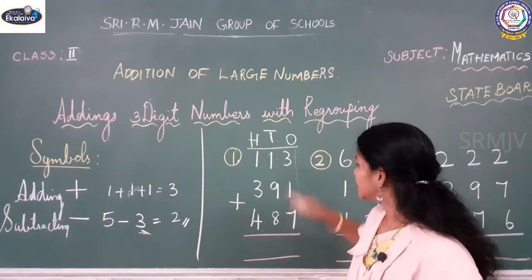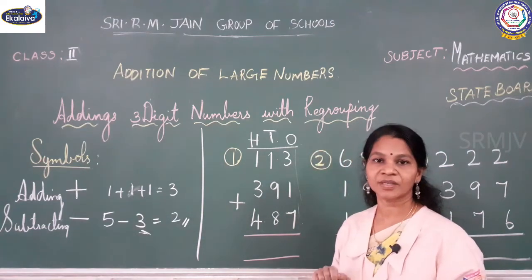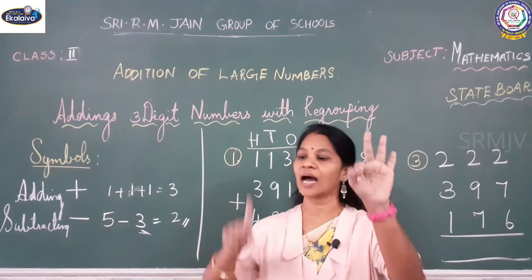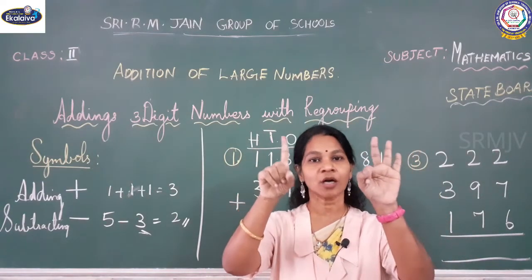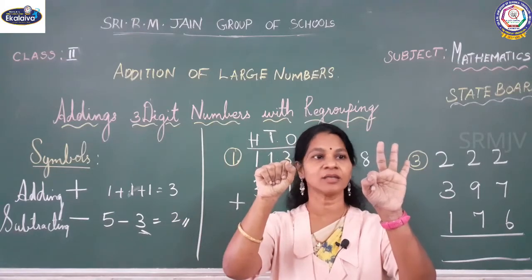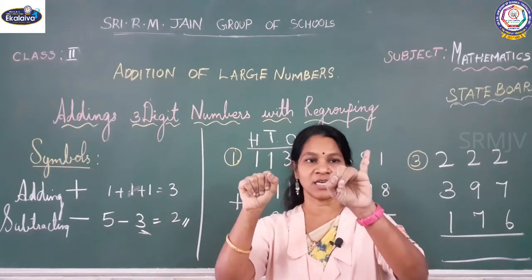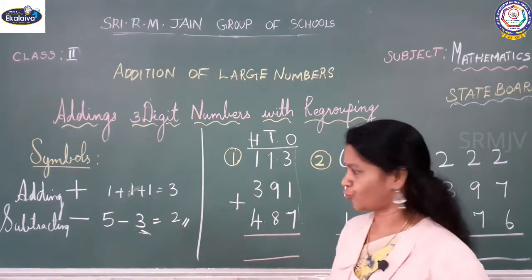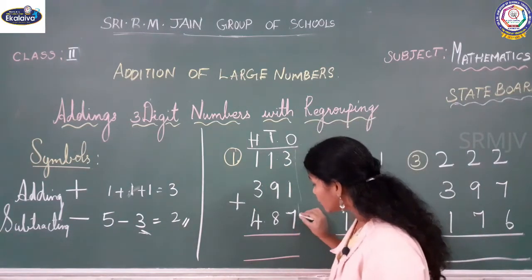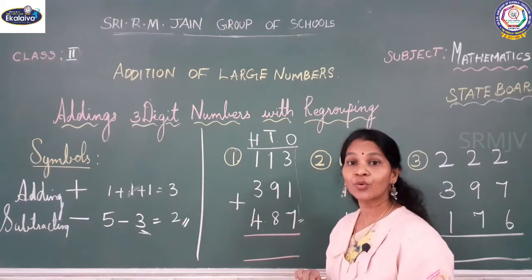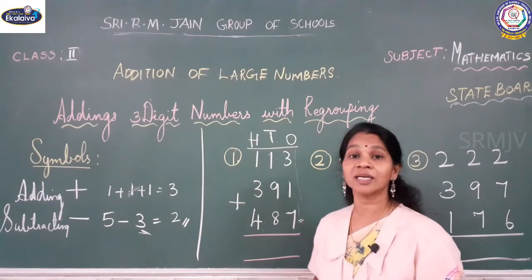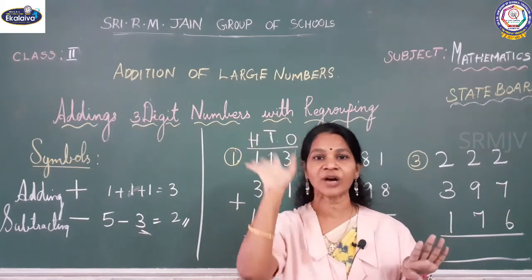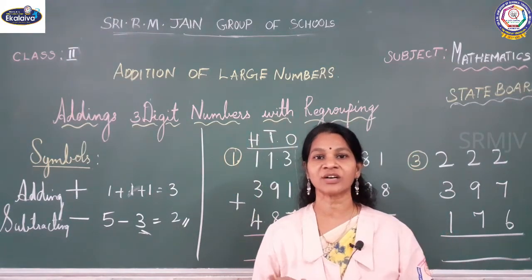So, see 3 plus 1. We can take in this hand 3 and in this hand 1. Count this 1, 2, 3 and 4. 3 plus 1 is 4. Then again one more number is here. We can't keep 4 in this hand and 7, we don't have 7 fingers. No, only 5 fingers are here.